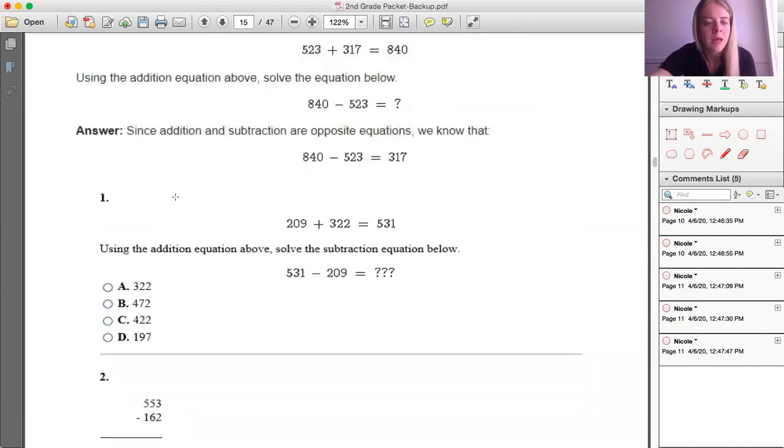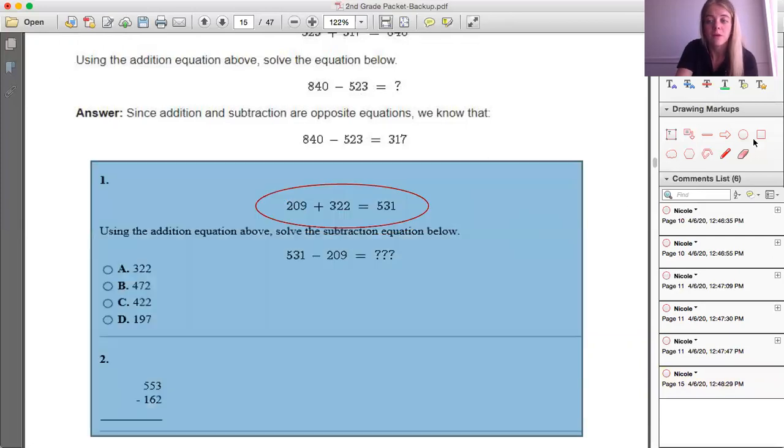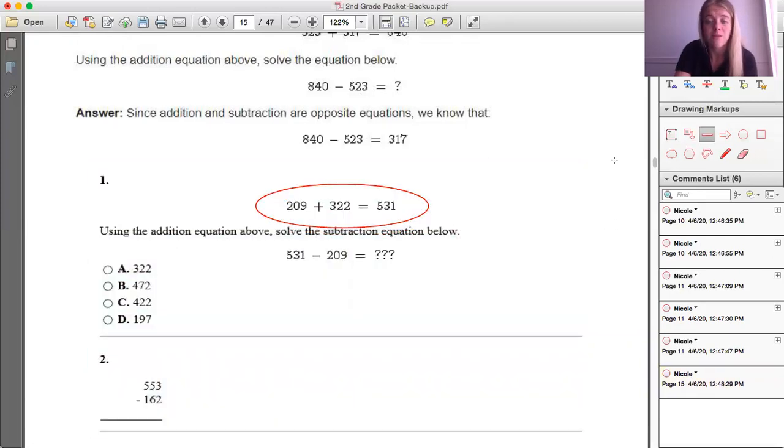Number 1. Using the addition question above, solve the subtraction equation below. So you have to switch it. So 209 plus blank equals 531. It says using this problem, find your answer below. So if we are doing this on our paper, I'm going to do it on here just like you should on yours.